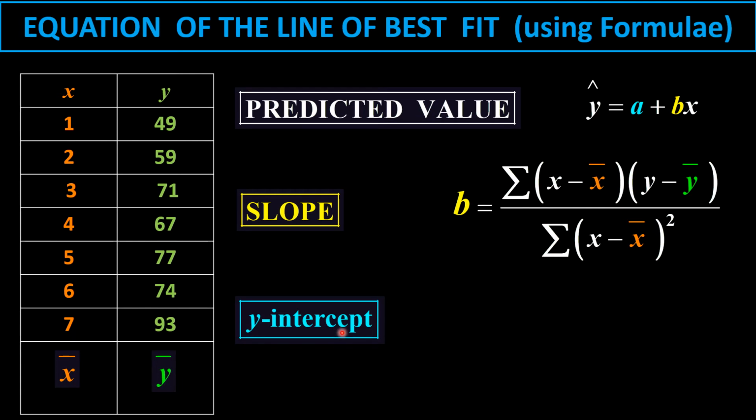And to find the y-intercept, the y-intercept is the a. If we make a the subject, we obtain the mean for the y values minus b times the mean for the x values. So these formulas are provided to you. You don't have to memorize them. So let's try to calculate now for this particular data set. We'll do that on the next slide.